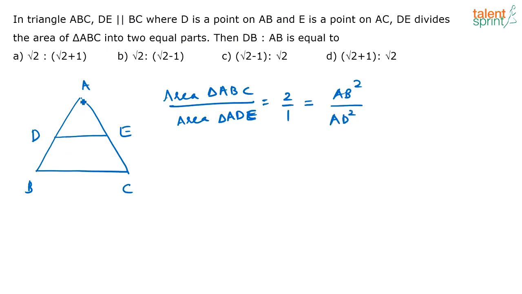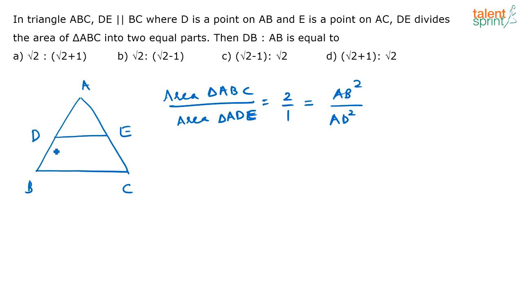So if you look at triangle ADE and triangle ABC, the ratio of the areas of these two triangles will be equal to the square of the ratio of the corresponding sides. The corresponding sides are AB and AD, so I have just taken AB and AD squared. It is given in the question that this line is dividing this triangle into two equal halves. So what does that mean? Let us say the area of this full triangle is x. Then the area of this ADE is going to be x by 2. Similarly, this is also going to be x by 2.